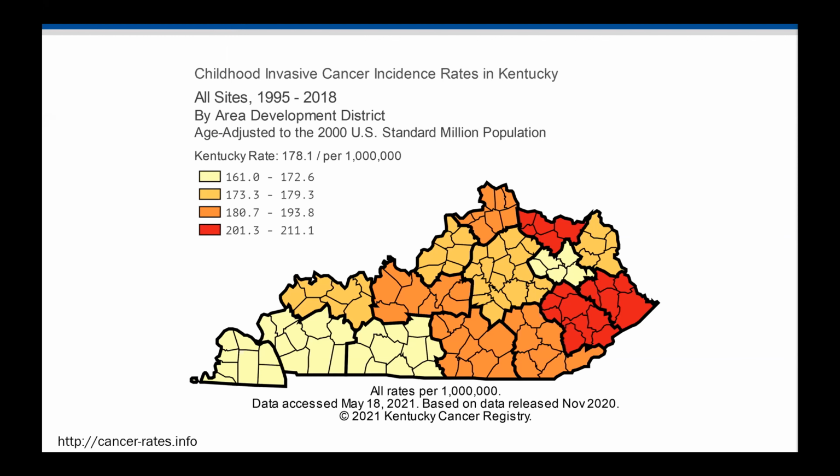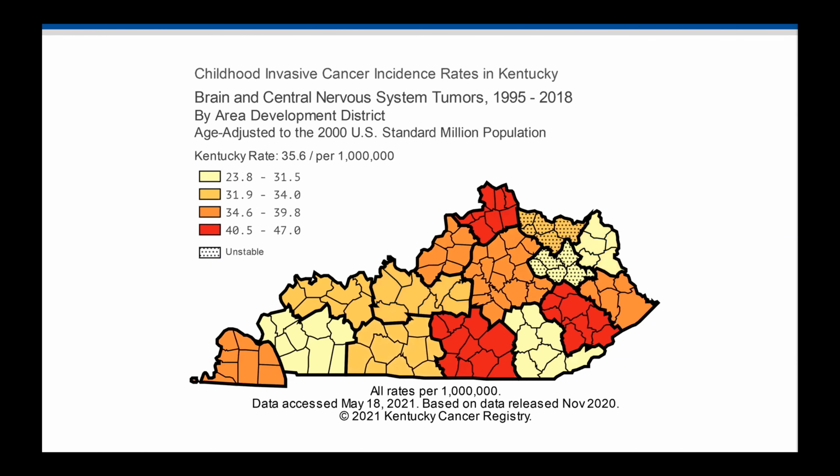This map is showing the incidence of all types of childhood cancer in Kentucky by groups of counties called area development districts. We're looking at all the data we have in our registry database going back to 1995, so 24 years of data. It's evident that the highest rates of cancer are occurring in our eastern Appalachian region of Kentucky. In this map, I'm mapping only the brain and central nervous system tumors for the same time period, again looking at 24 years of data.